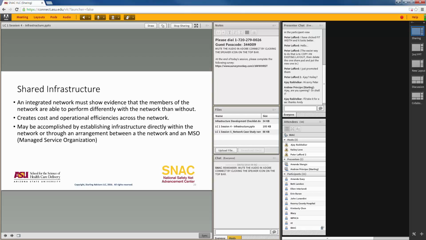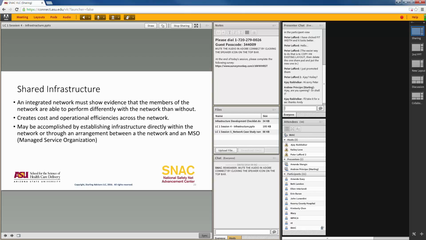But the shared infrastructure creates costs. And ideally, because those costs are being shared, some level of operational efficiency. If each provider organization represented had to go out and hire an informaticist and purchase sophisticated analytic software, that's probably less efficient than if a network does that on behalf of members and then offers that service.